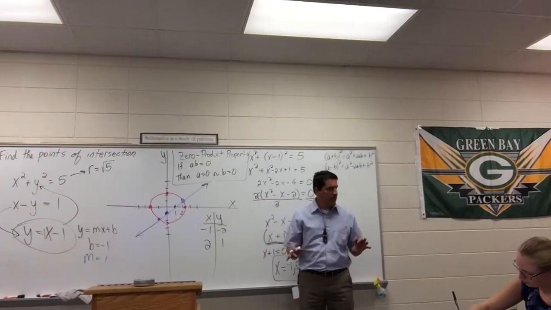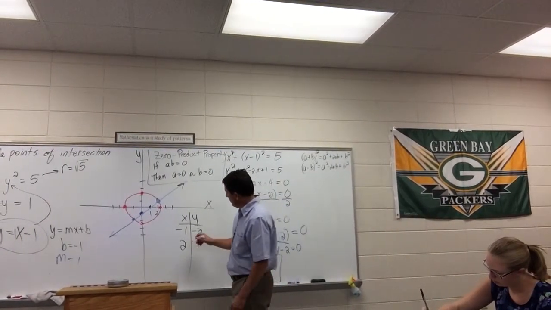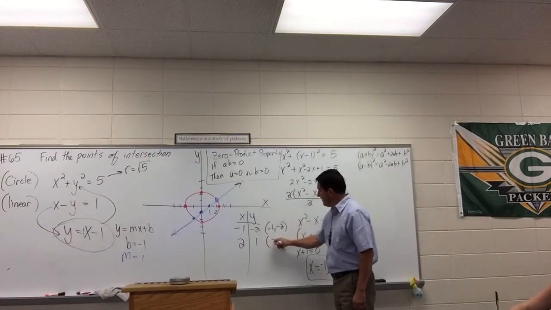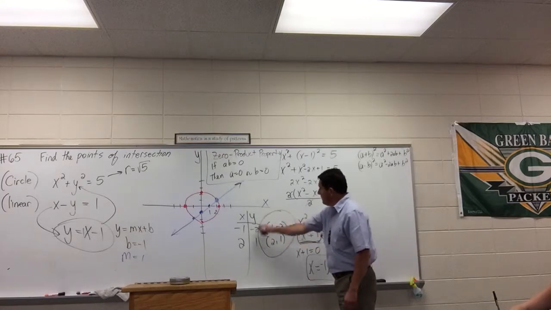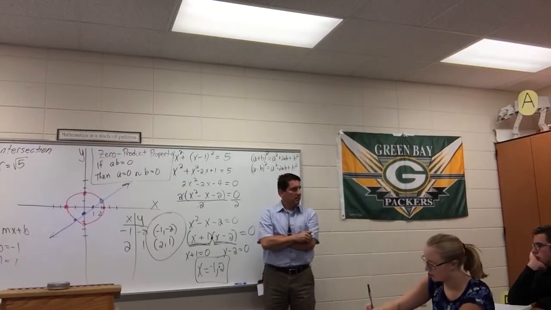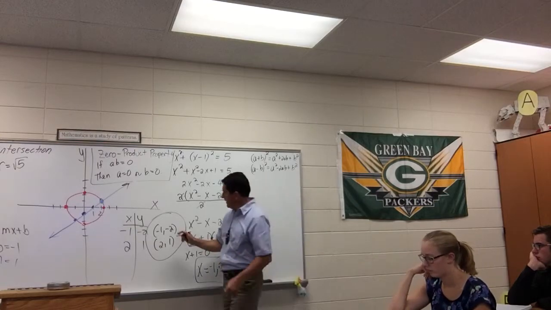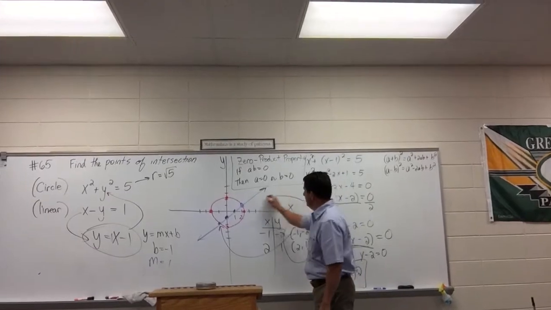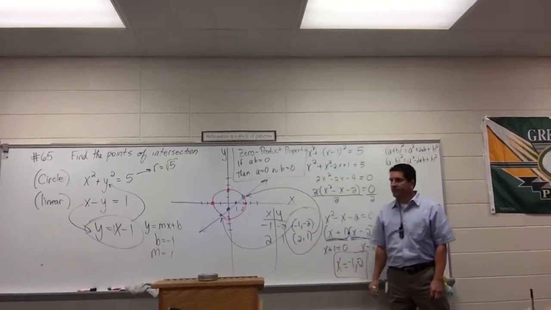What does this mean? Okay, that's the big idea. Look at this. This is an ordered pair, negative 1 comma negative 2, and this is 2 comma 1. These are the 2 points of intersection of those two graphs. And where are they? This one is right here, and this one is right there.